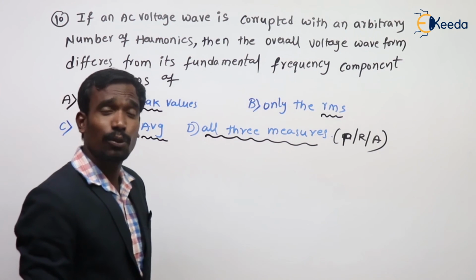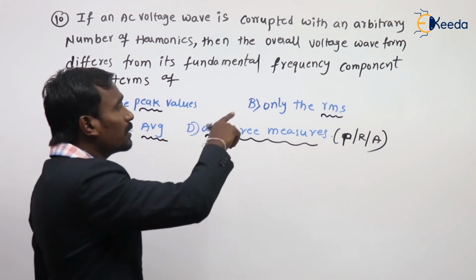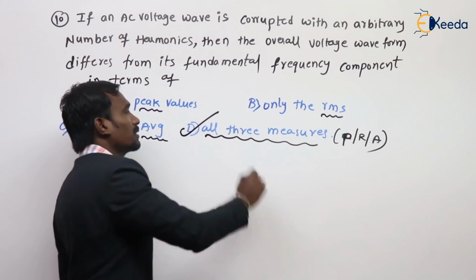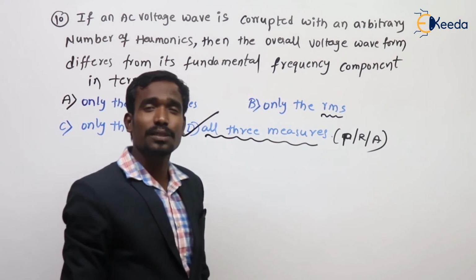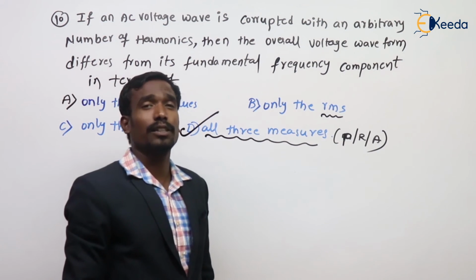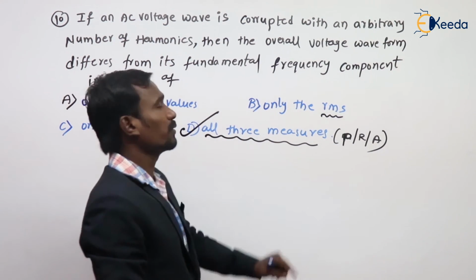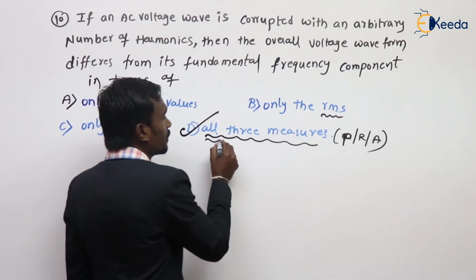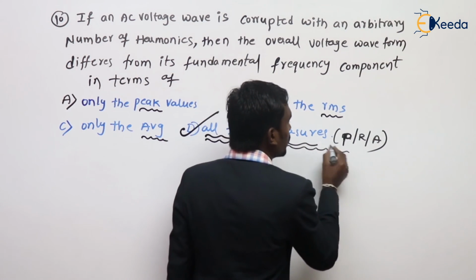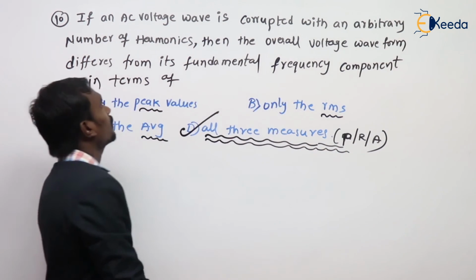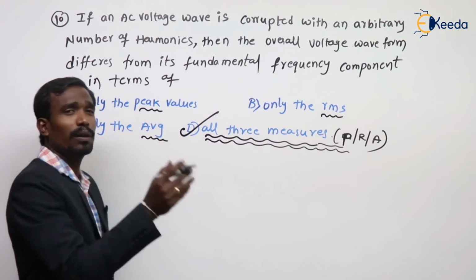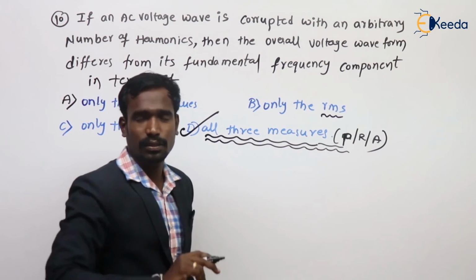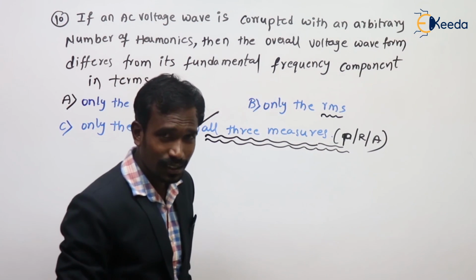This is an AC wave, right? So all three measures will change when the harmonics are introduced. No one is normal. So here the answer is all three measures will change. All three measures will differ from the fundamental wave. This is the answer. Remember this question. Right? Thank you.